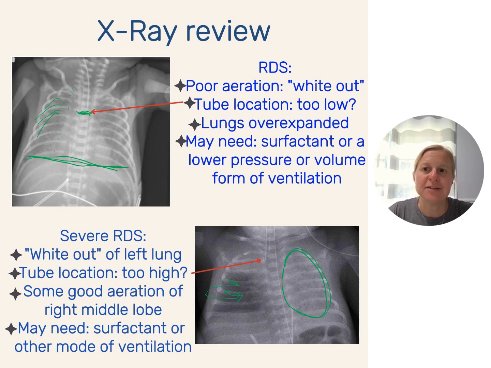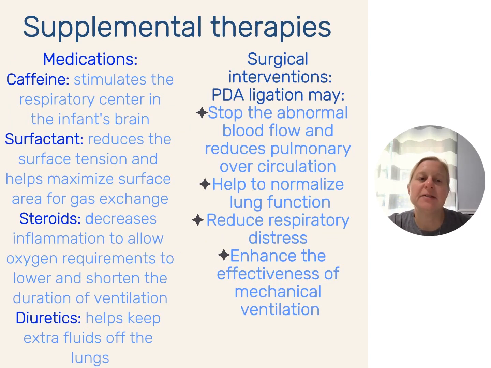Again, not a radiologist. How else do we help our babies? So supplemental therapies we use when a baby is on conventional ventilation include medications such as caffeine, surfactant, steroids, and diuretics. Without a doubt, I would say caffeine is like the single most used medication in the NICU. It's got to be up there, maybe besides sucrose. But caffeine stimulates that respiratory center in the infant's brain to remind the lungs to breathe, because we are not meant to be doing that at 23, 24, 25 weeks, up until even 34 weeks.